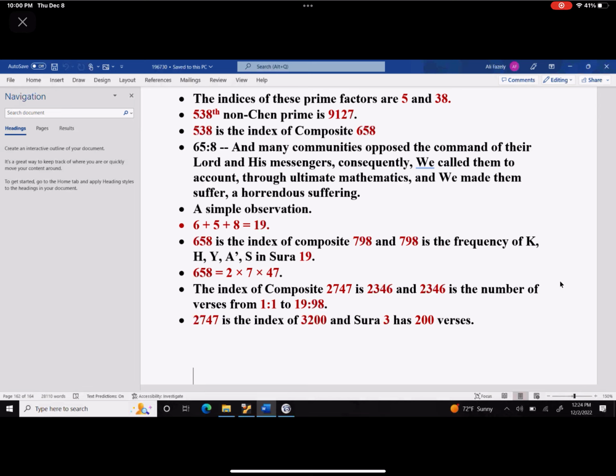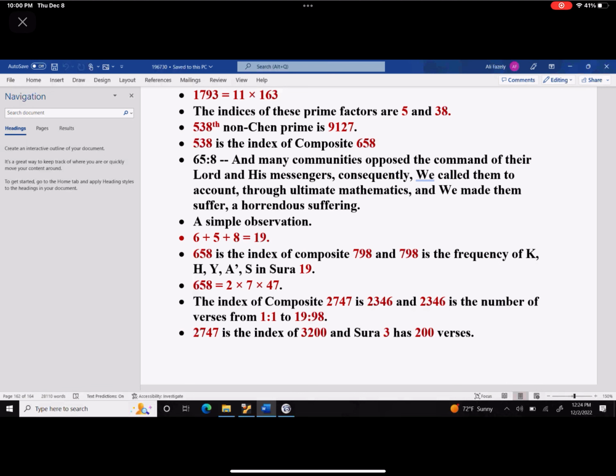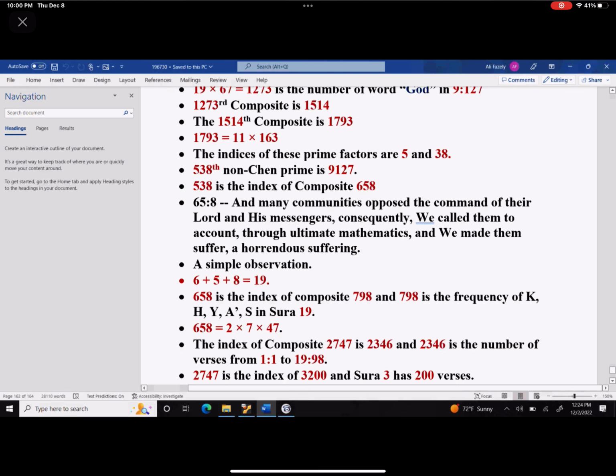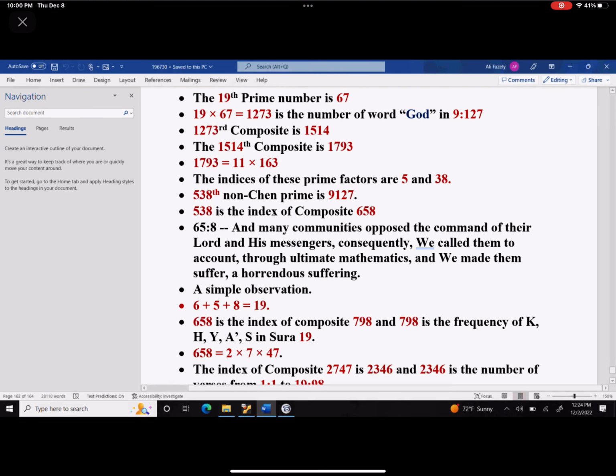What you do is you basically flip a page and, oh my God, underneath is this, just like I showed you. The 1514th composite is 1793, and 1793 is 11 times 163. The indices of these primes are 5 and 38, and the 538th non-Chen prime is 9127. So no matter how you look at it, it comes to this chapter. That's how God abhors erroneous information, because it doesn't exist.